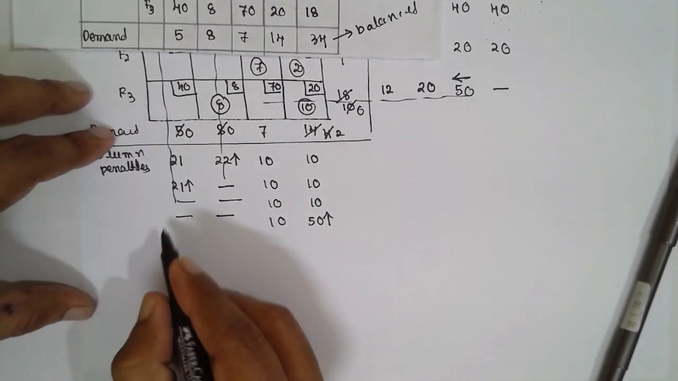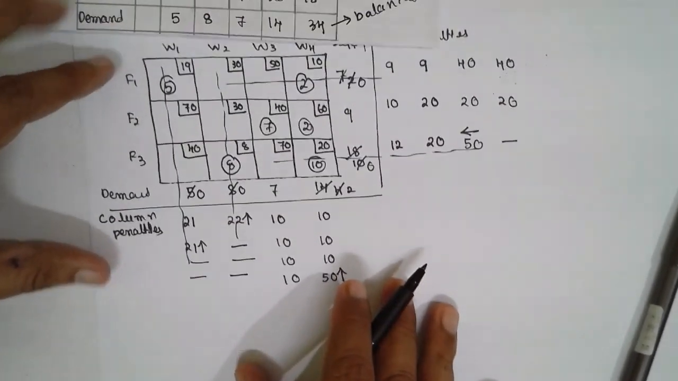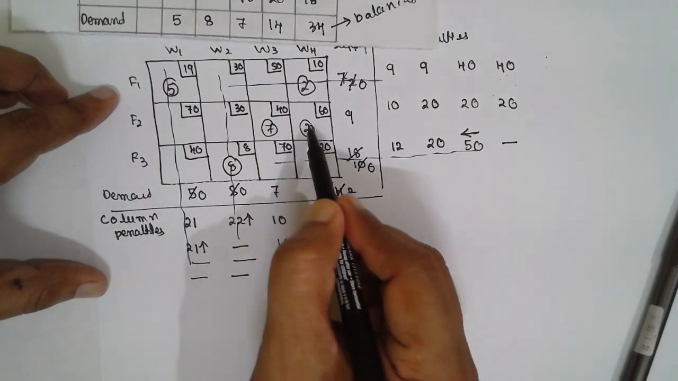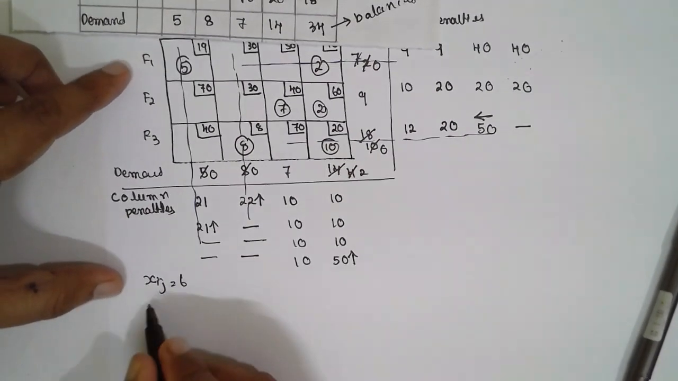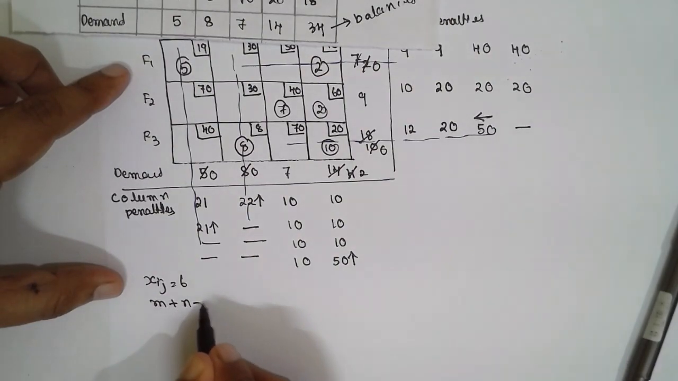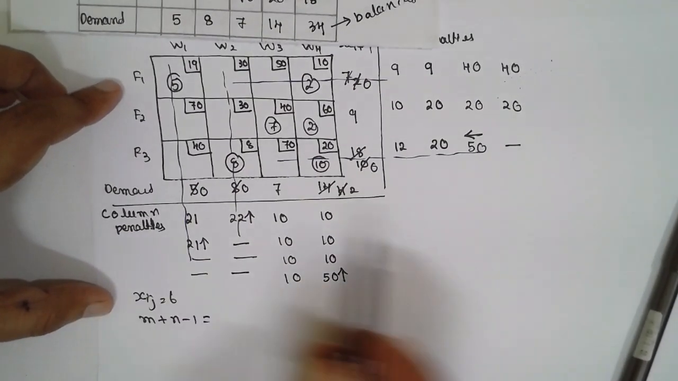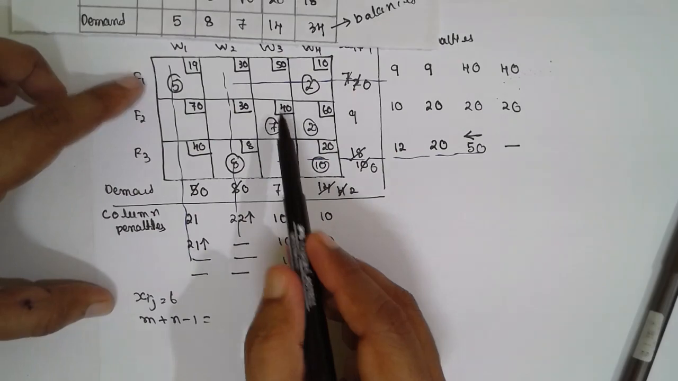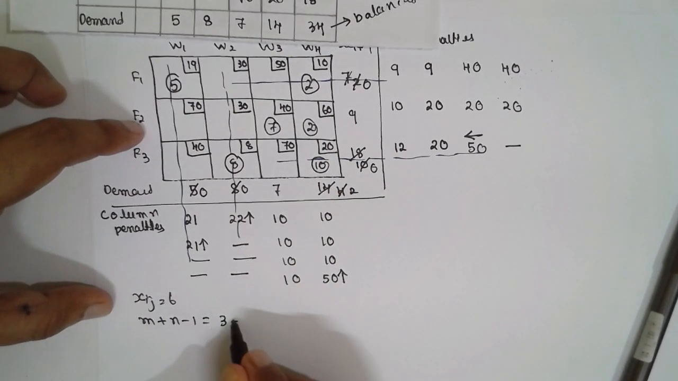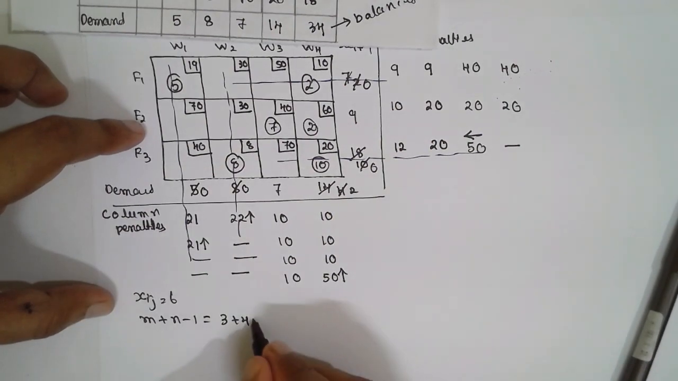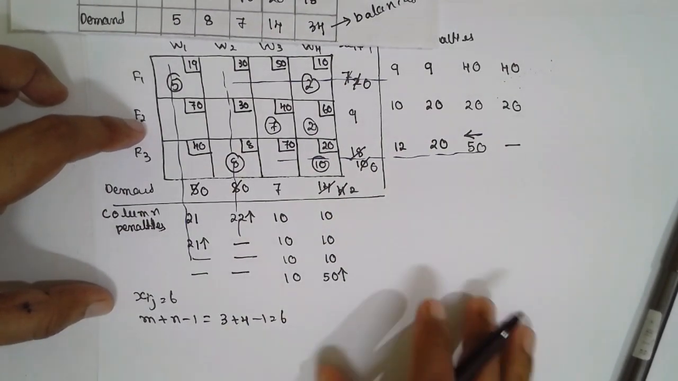Now we have to check the circle here. 1, 2, 3, 4, 5, 6. Right? X_ij is equal to 6. There is a formula: m plus n minus 1 is equal to what? m is nothing but the rows. The number of rows is 3 here. The number of columns is 4. 4 minus 1. Both are equal, 6 and 6.